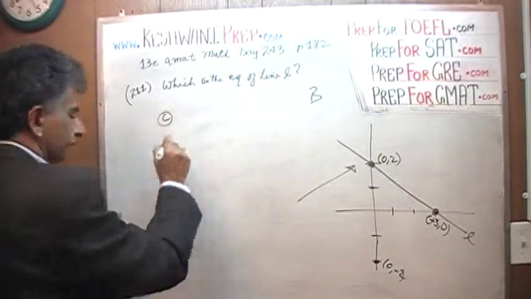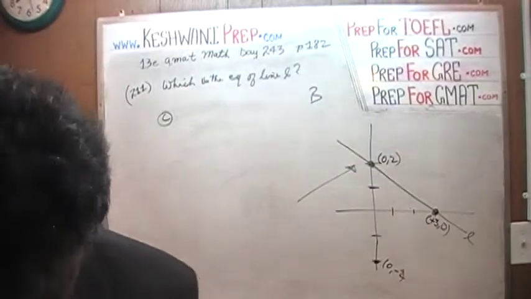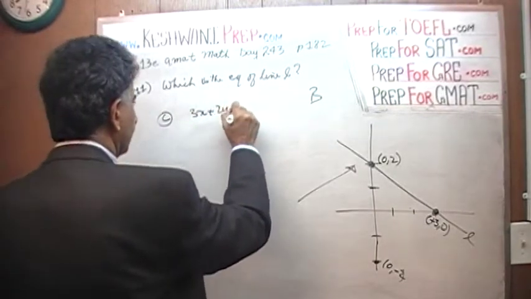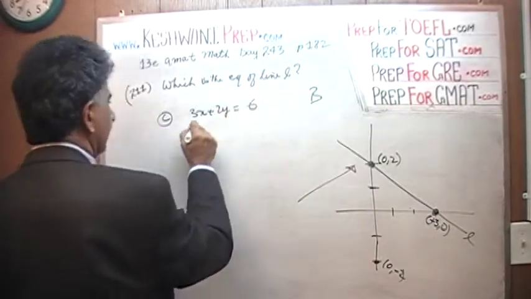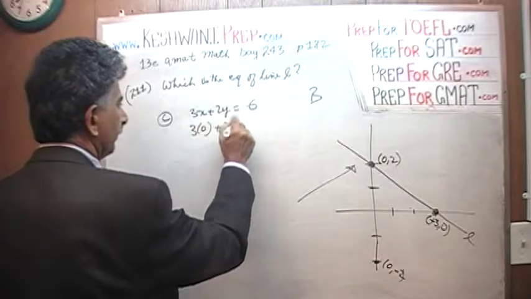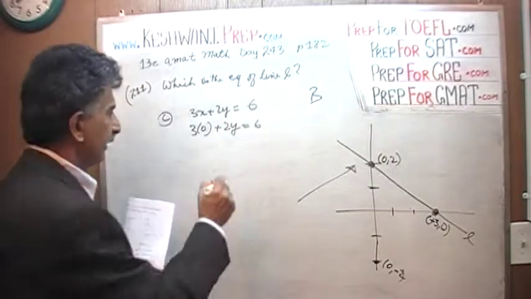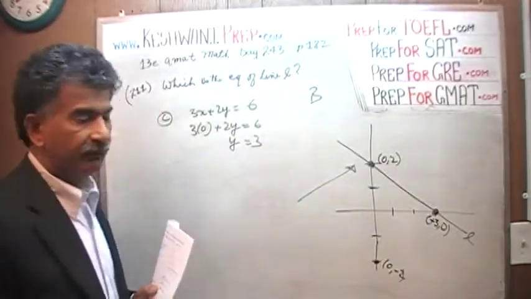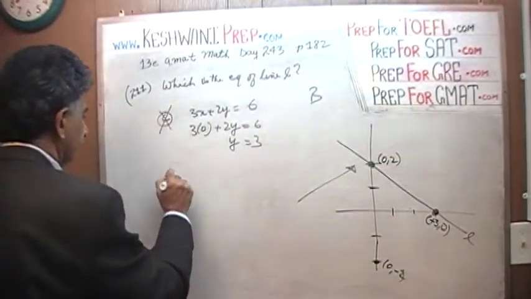C says 3x plus 2y equals 6. Again, if you put in x equal to 0 here, we end up saying that 2y equals 6, in which case y would equal 3. Y does not equal 3. Y equals 2 when x is 0. C is not the answer.